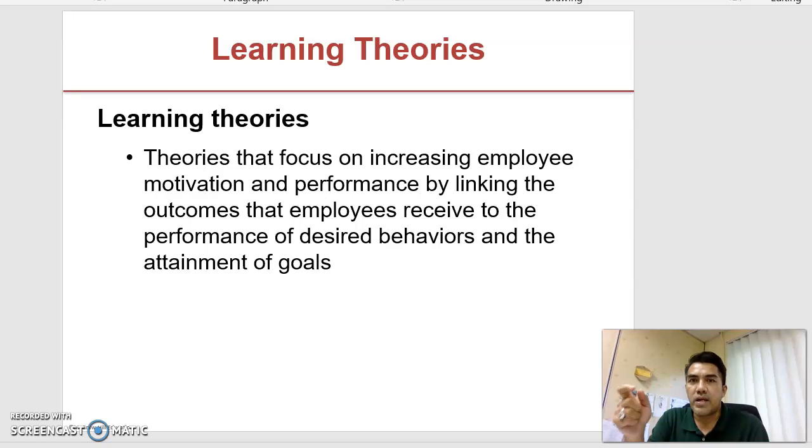So the next theory under motivation, we are going to discuss, is the learning theories. Learning theories focus on increasing employee motivation and performance by linking the outcomes that employees receive to the performance of desired behaviors and the attainment of goals. In this theory, there are several approaches that a manager could take in order to enforce a particular behavior, in order to get whatever it is that they want.